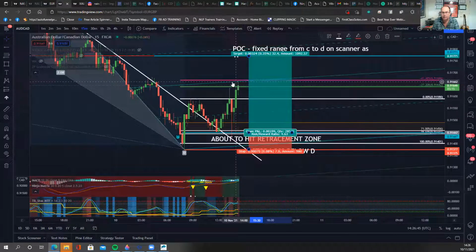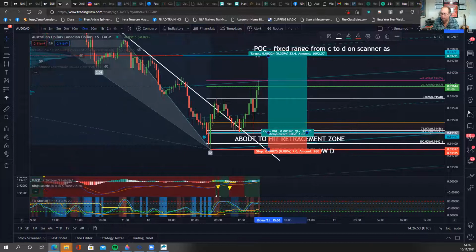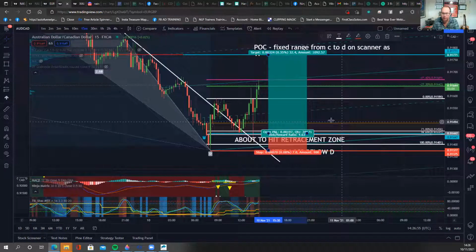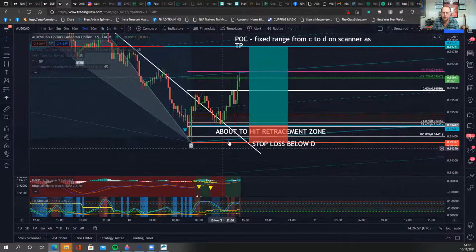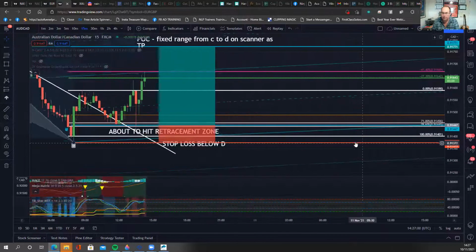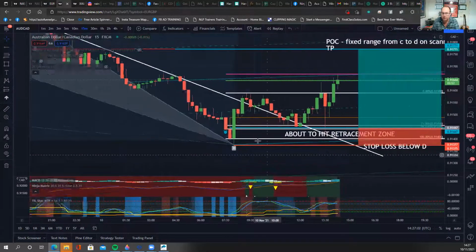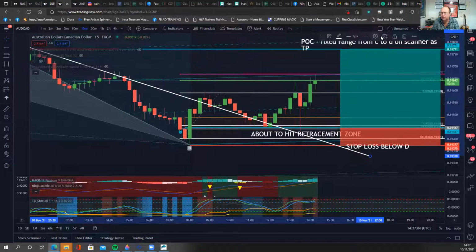I actually got out up here because that's one of the zones you can use to get out. I also have this, and I was going to leave that on in case the price shot up, but I decided I would get out, and I'll show you why I decided to get out. So there's my note, look, about to hit retracement zone. If I can zoom in as much as I can zoom in, we don't need this line on.